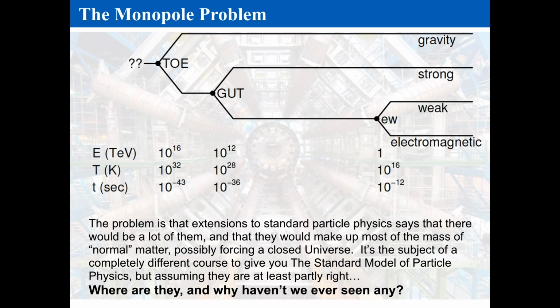Assume that this idea is correct, that the forces are all together and that they actually do this. Then something like the monopole problem is occurring in the standard model of particle physics, but it only happens during the time when the universe was 10 to the minus 43 seconds old, till when it was 10 to the minus 36 seconds old.